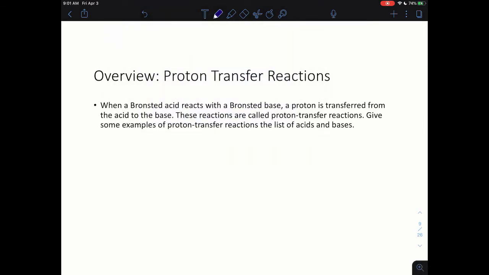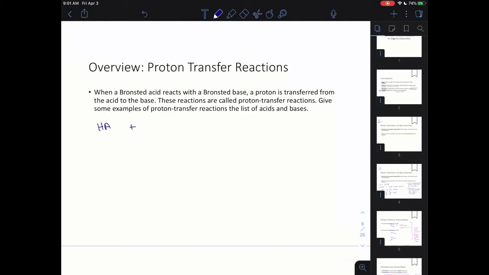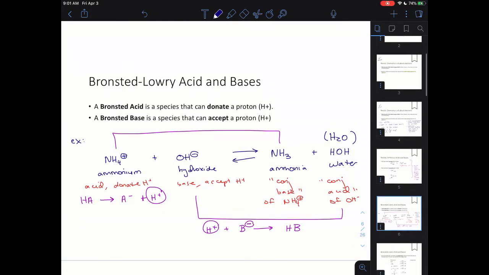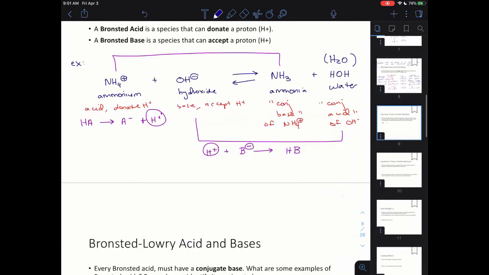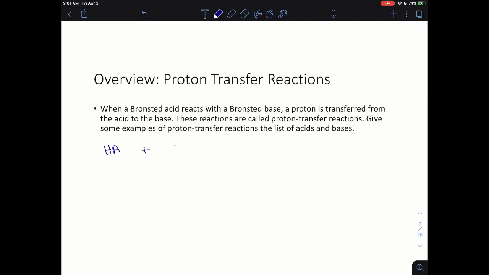So I've already kind of given away the proton transfer reaction thing I showed you on the previous slide. So here I showed you an example of a proton transfer reaction between ammonium and hydroxide when we were introducing Bronsted-Lowry acids and bases. But let's just back it up a little bit and look at a general proton transfer reaction between a Bronsted-Lowry acid and a base. We're going to have the base accept the protons. Let's draw the curved arrow.